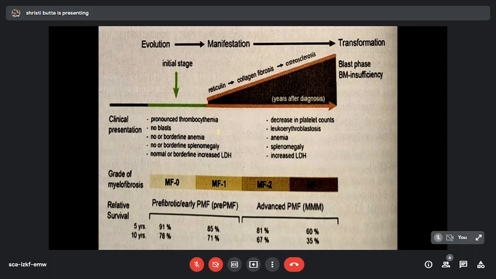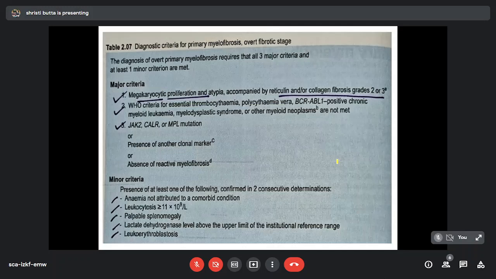Right, so the patient moves on to have a decreased platelet count, a leukoerythroblastic blood picture with progression of this fibrosis, and with anemia and splenomegaly and increased LDH levels. When we grade it as MF0, 1, 2, and 3. Okay, let's see the diagnostic criteria for overt fibrosis.